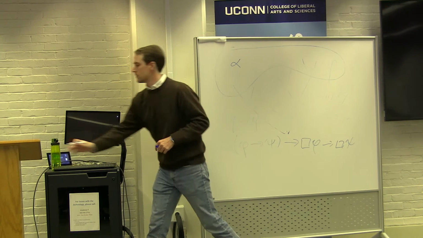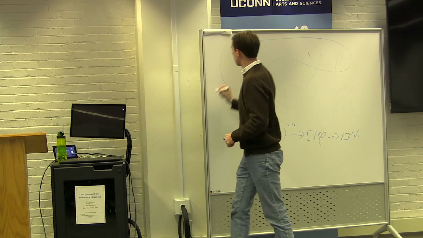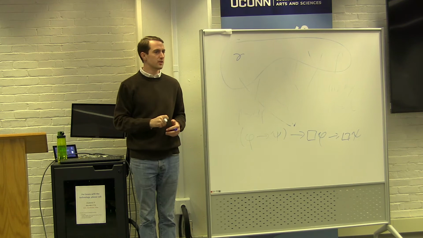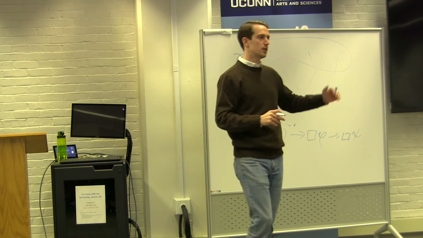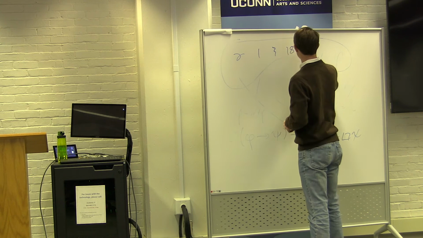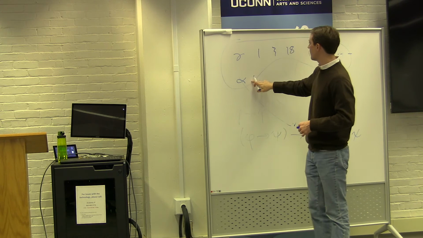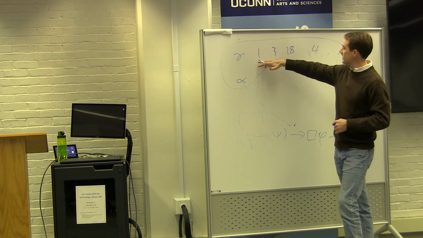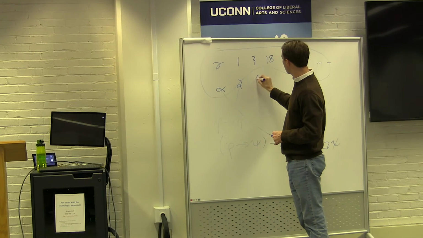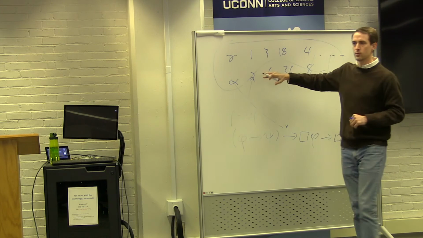Let me call it gamma, maybe, just for the sake of continuity as notation. So we've got this sequence gamma, and we've already defined it up to some certain point. It might be 1, 3, 18, 4, whatever. And we want to form a new sequence alpha that is a projection, if you will, by taking twice gamma's value at each point. So we take alpha and find it to be 2, 6, 36, 8, and so on. So that's what I mean by forming them by projection.